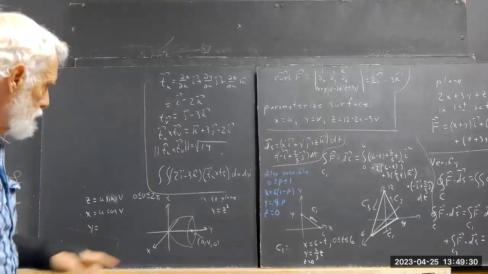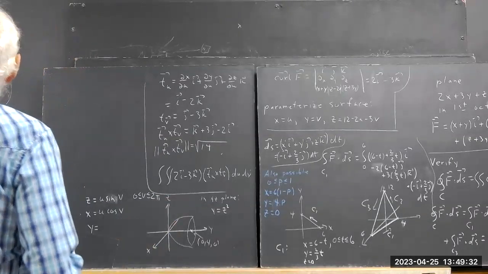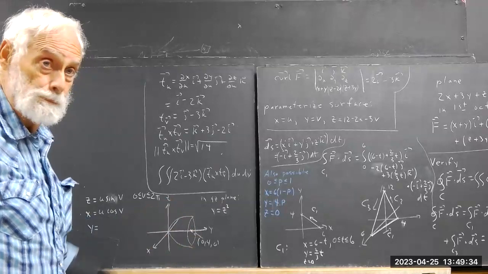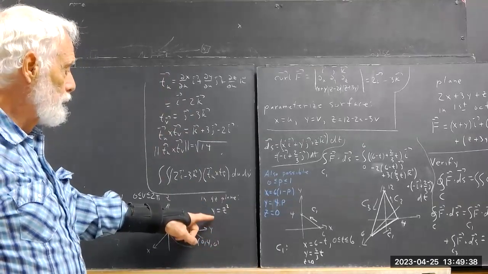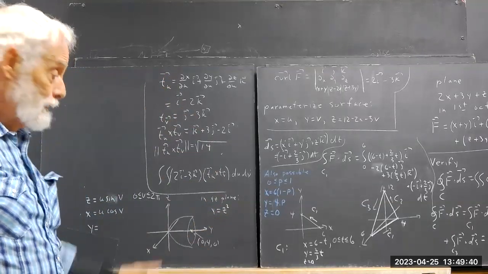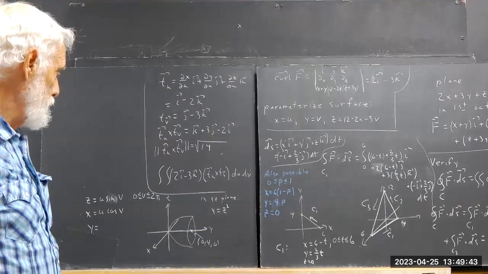Going to go to another example. A paraboloid. Here. Now, it's a parabola of revolution, y equals x squared plus z squared, about the y axis.